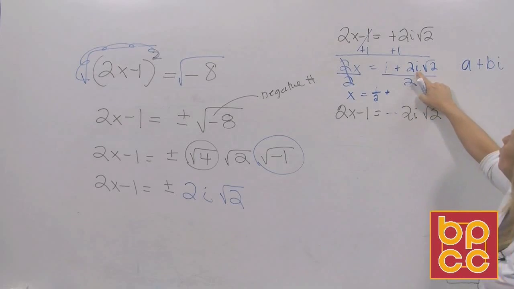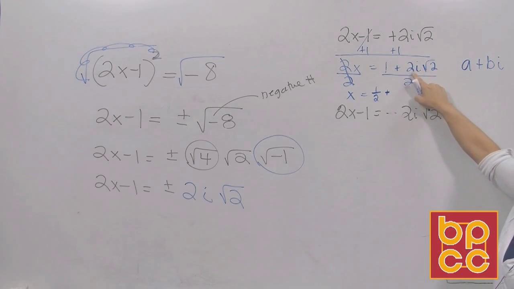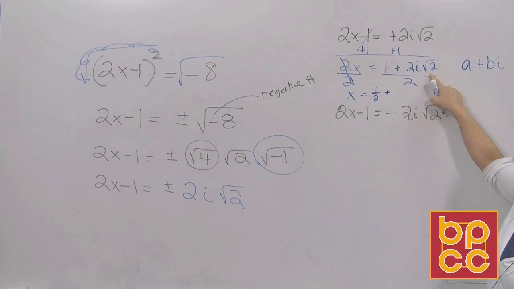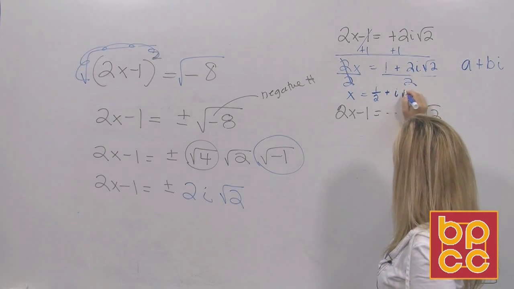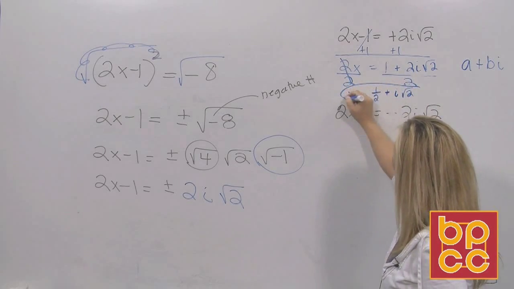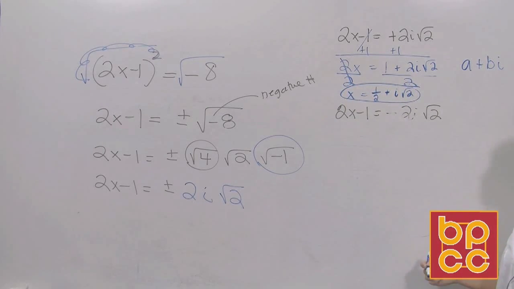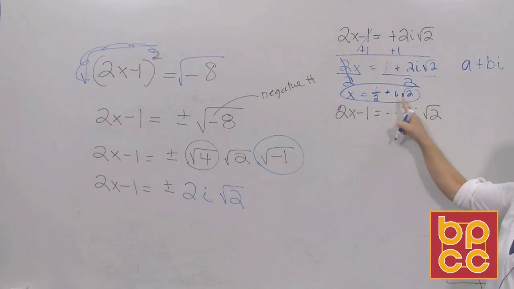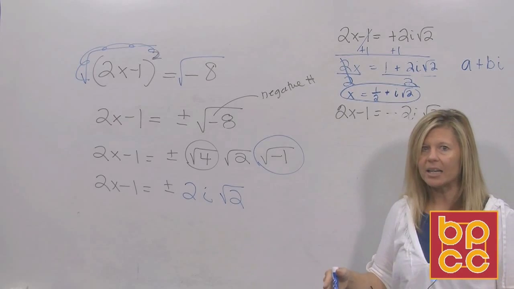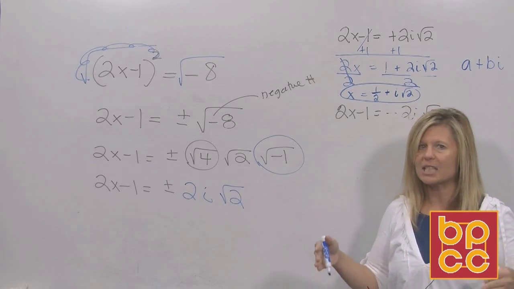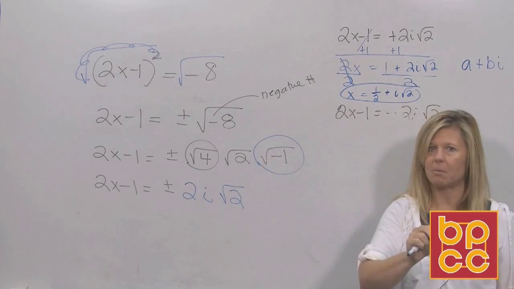Plus 2i square root of 2 divided by 2. Because this is connected by multiplication, we can divide. These 2's will cancel out and leave us i square root of 2, which is your imaginary. And that is your first answer in a plus bi form. So just remember, if you have an i in your solution, it has to be written with the real number first and then the imaginary part.